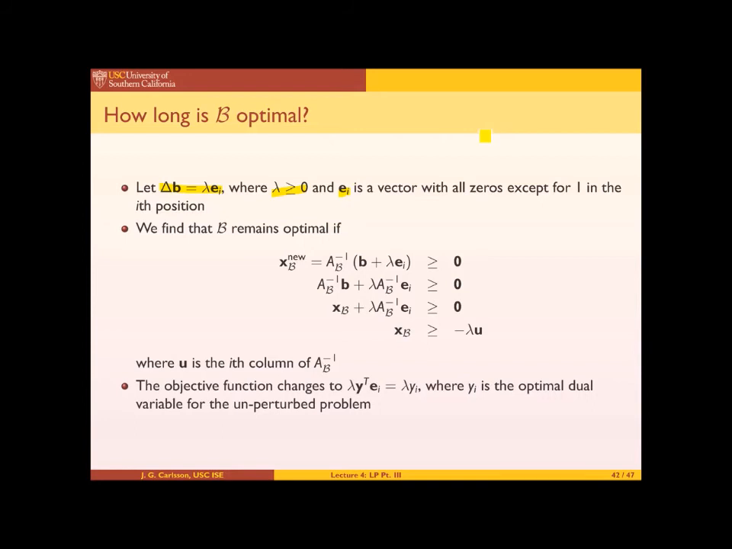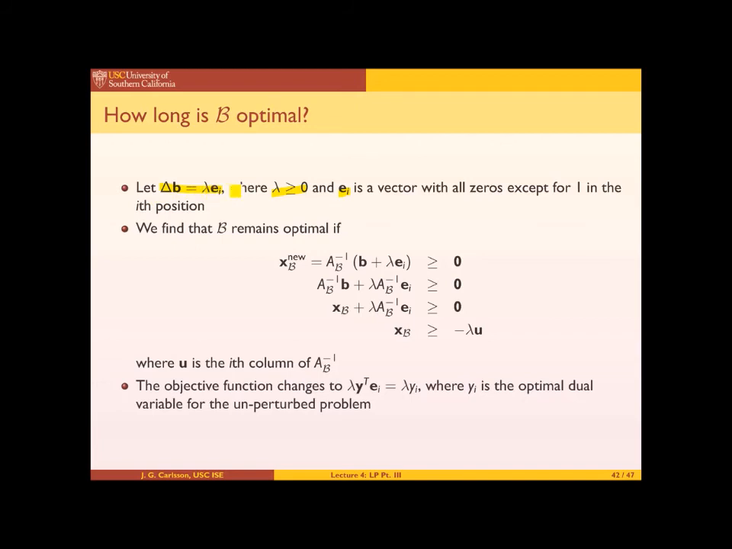E sub i is a vector that has all zeros in it, except the ith entry is a 1, right? From linear algebra, it's called the standard basis vector, I think. So e sub i is a vector that has all zeros in it and then a 1 in the ith position. In this case, we're multiplying by lambda, so delta b is just a bunch of zeros, but then there's a lambda in the ith position.